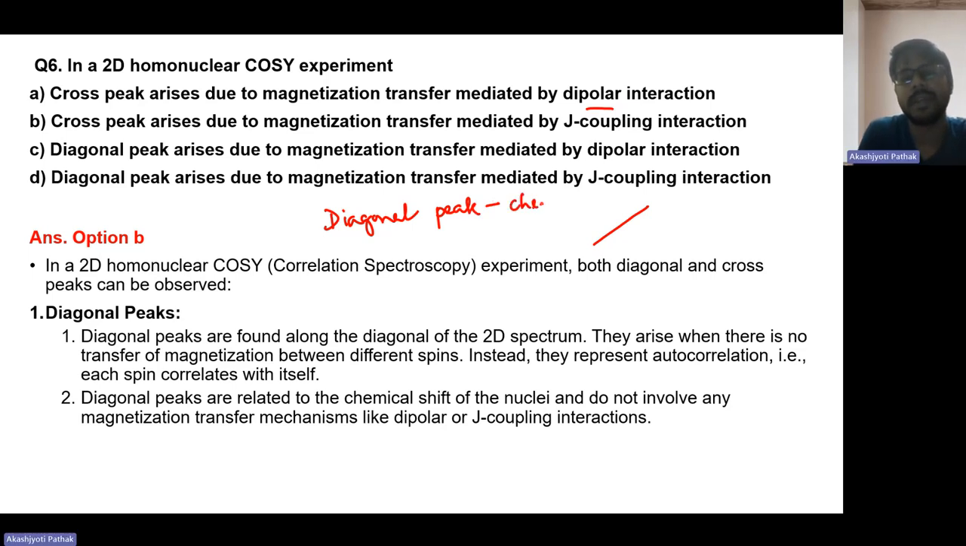These are the chemical shifts. Okay, remember this. Chemical shift of the nuclei.